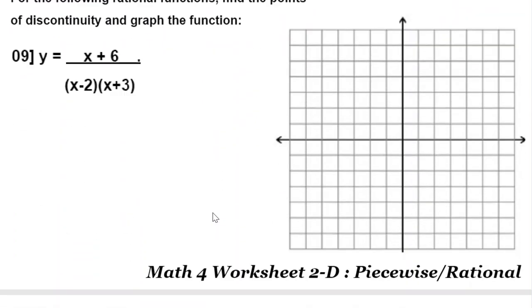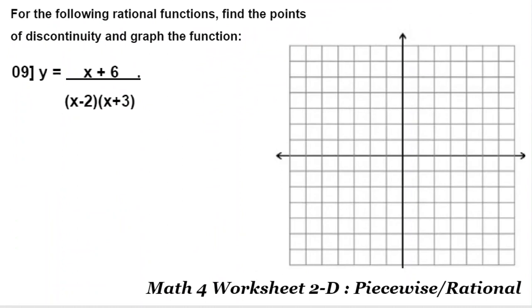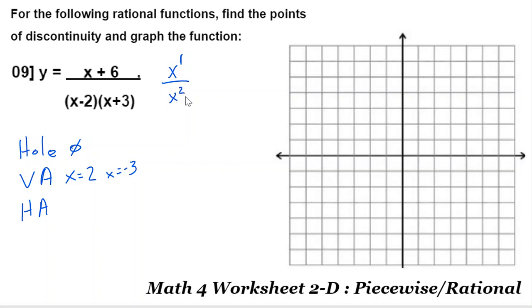All right, number next. Here it's already factored for you. I don't have any hole. Vertical asymptote, I have x equals 2, x equals -3. Horizontal asymptote, I'm going to wind up with an x to the 1 over an x squared, which is bottom heavy, which means I'm going to have an asymptote there. I'm going to have an x-intercept at -6. I'm going to change the sign.